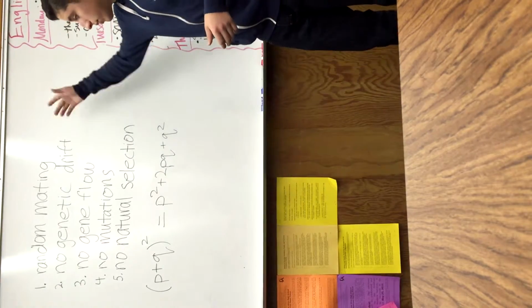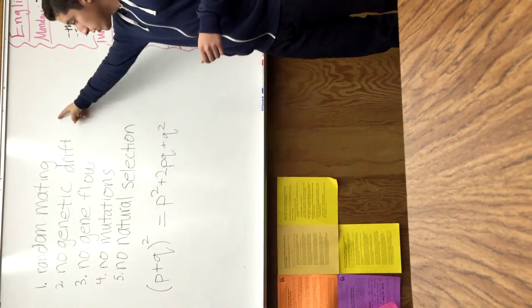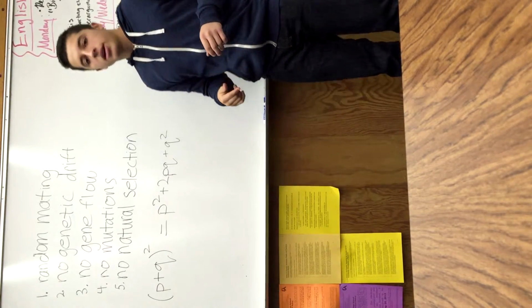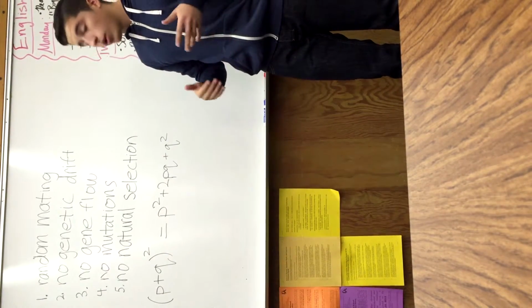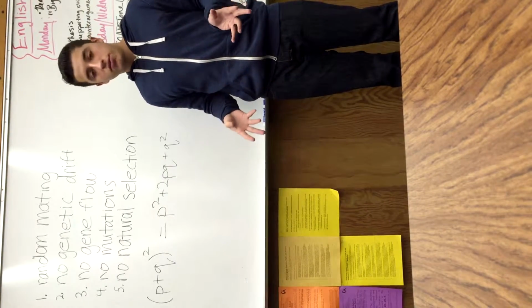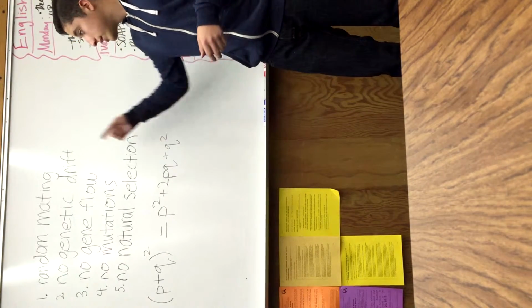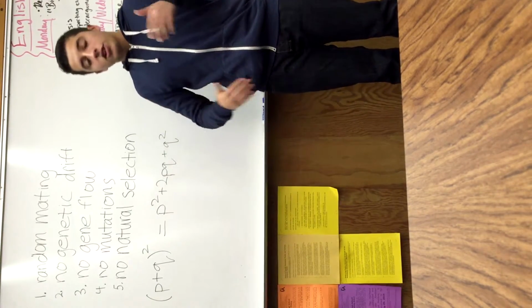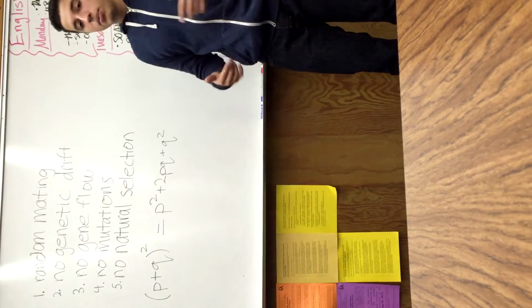So here are the 5 principles of Hardy-Weinberg. The first one is random mating. In order to follow Hardy-Weinberg equilibrium, a population has to be going through random mating, so there can't be any selective breeding, which is the choosing of individuals to mate with each other. The second is no genetic drift. This means that there can't be any fluctuations in allele frequencies inside a population.